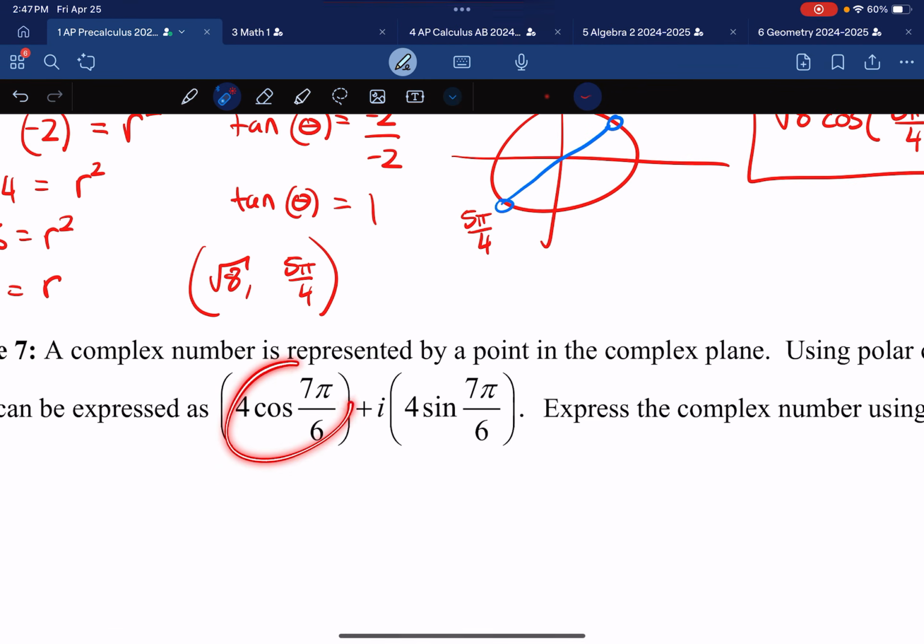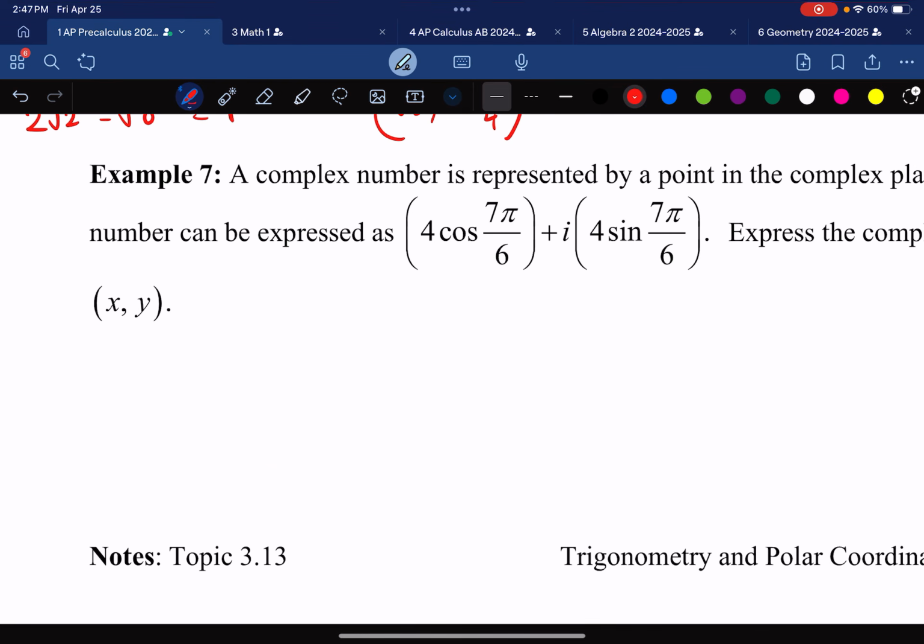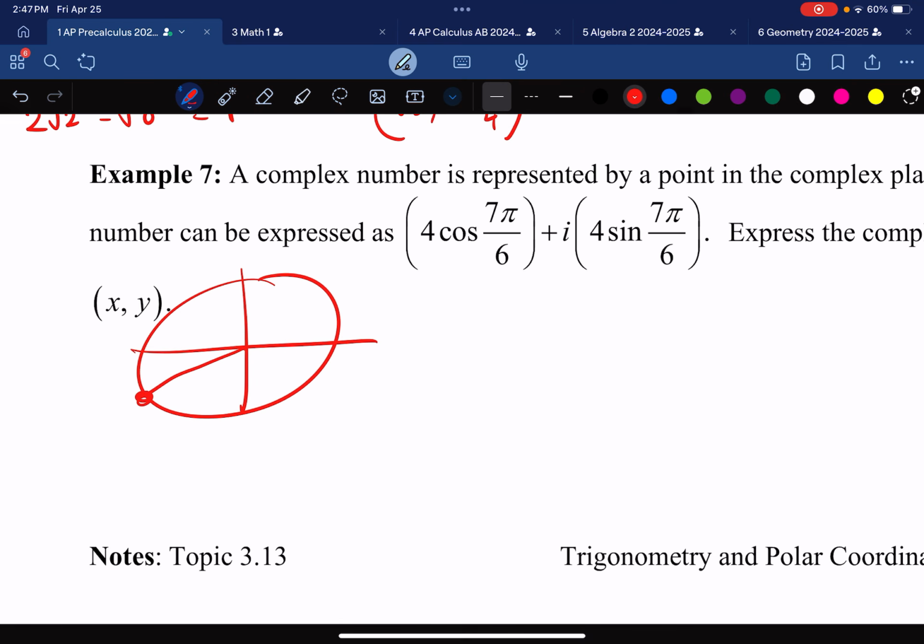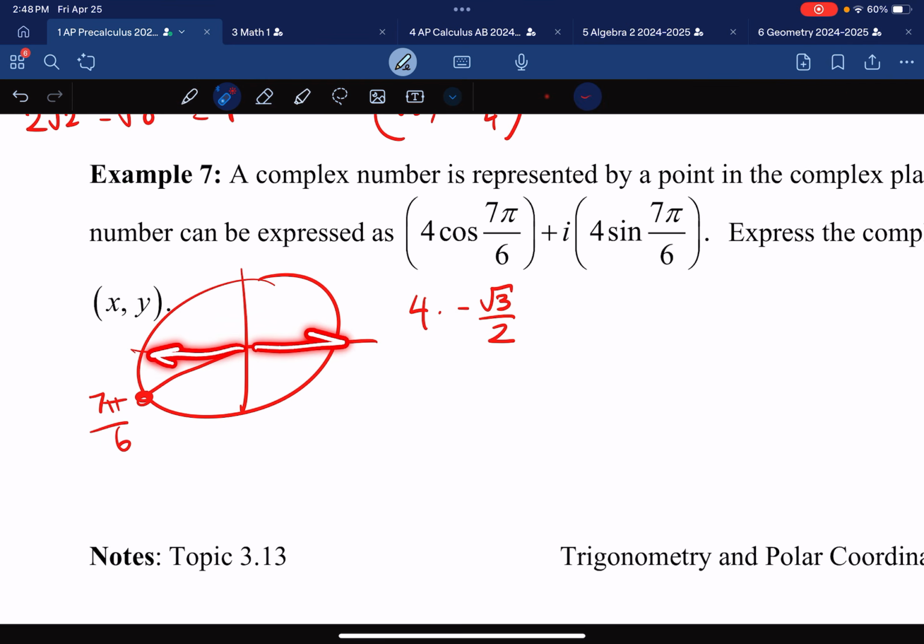So what is this? First, I'm going to evaluate what cosine of 7 pi over 6 is. And I need to look at, and this is what's going on in my head, right? 7 pi over 6 lives right there. And let me label that so you can see, 7 pi over 6. If that's 7 pi over 6, cosine is how much left we've moved. We've moved left a large amount. Large in terms of a cosine is square root of 3 over 2. So this says 4 times negative square root of 3 over 2. Why negative? Because we moved to the left. Left is negative, right is positive.